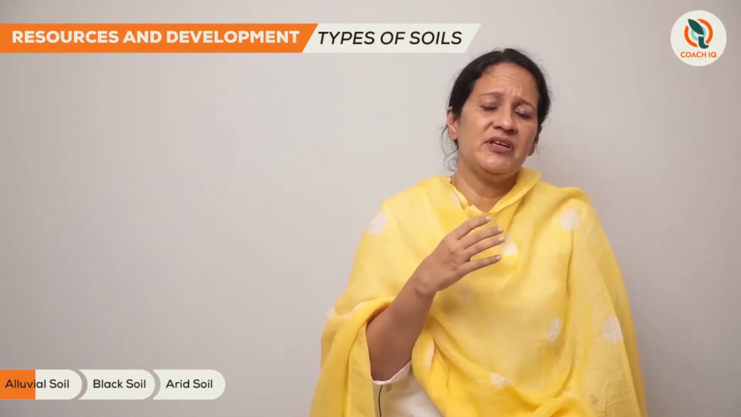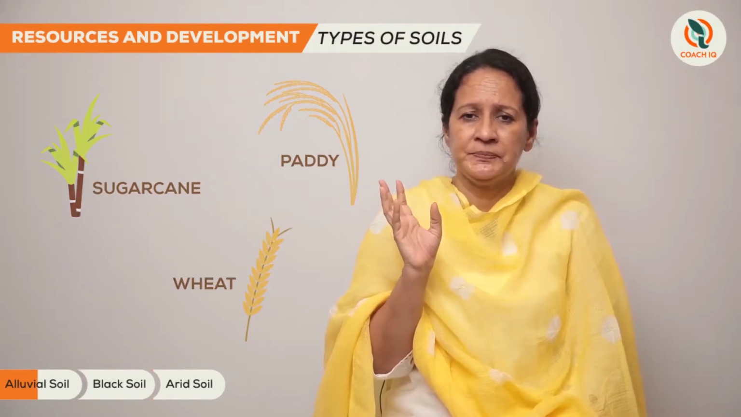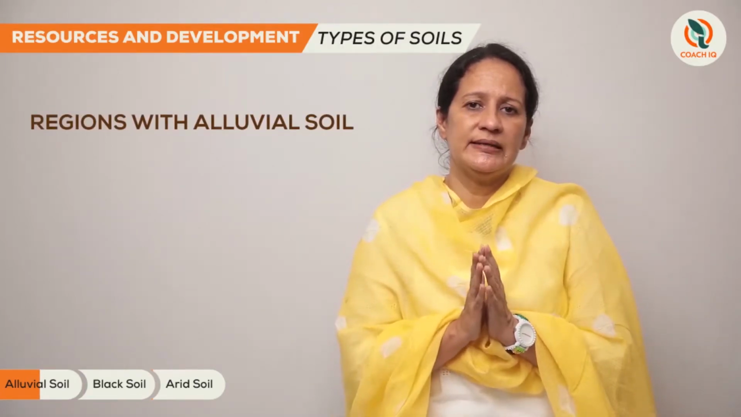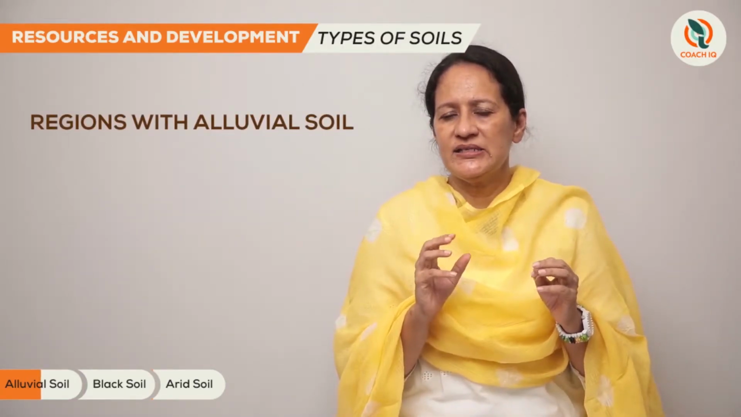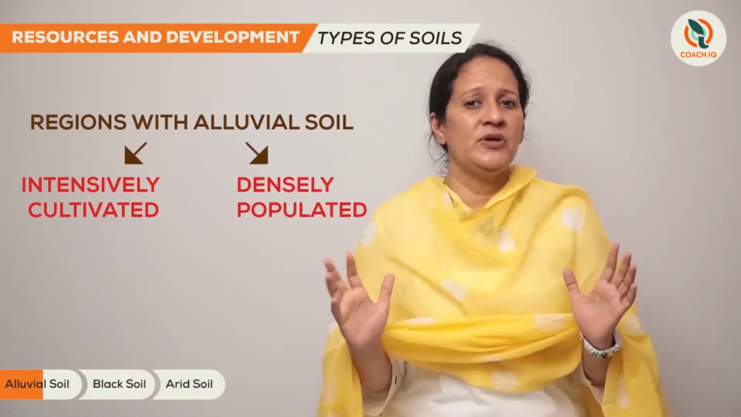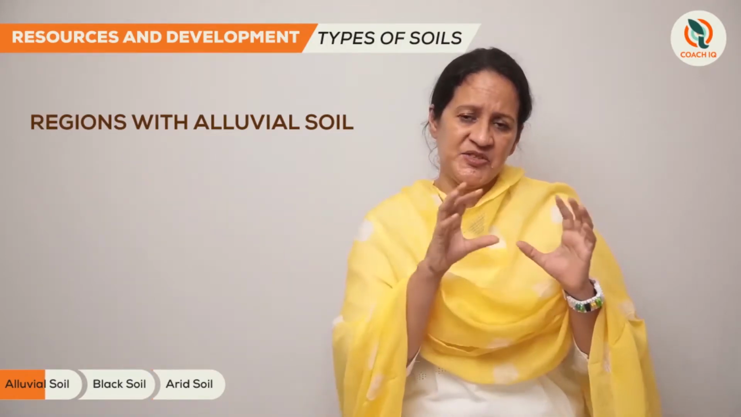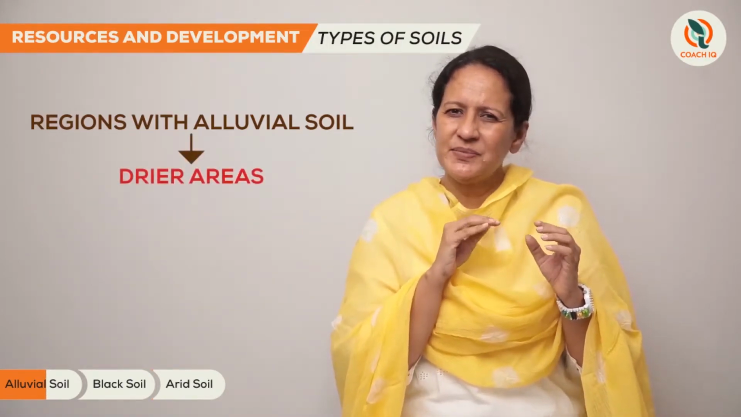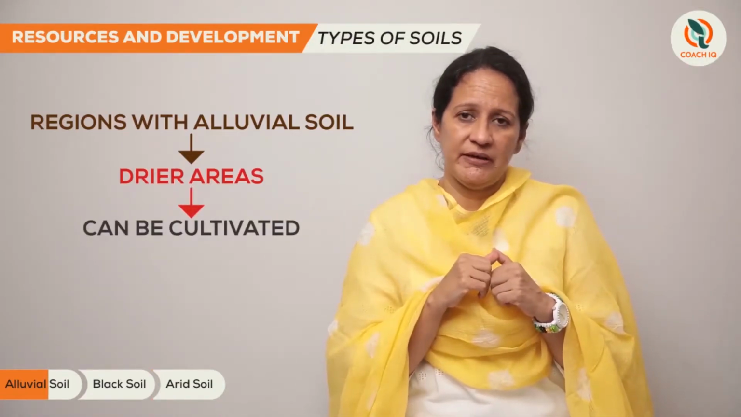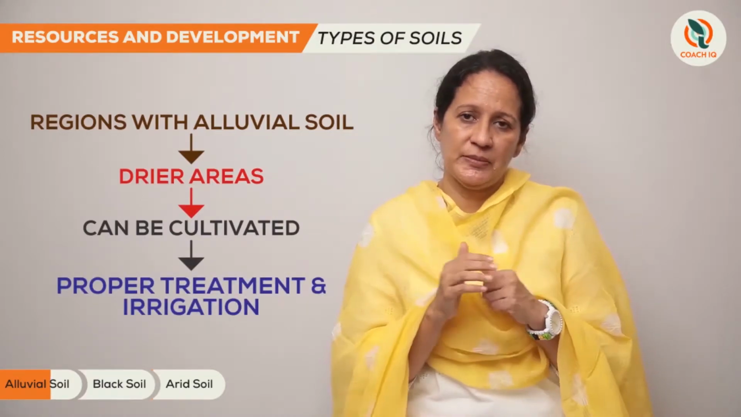So you can grow various crops like sugarcane, paddy, wheat, etc. Wherever there is alluvial soil, those areas are cultivated in a huge way, intensively cultivated, and the population is also very high over there. Now there may be areas in these places which are drier, that is maybe less rain. You can cultivate over there after proper treatment and irrigation.